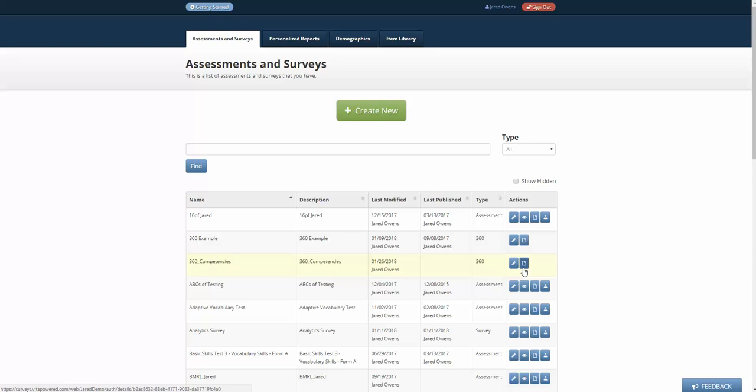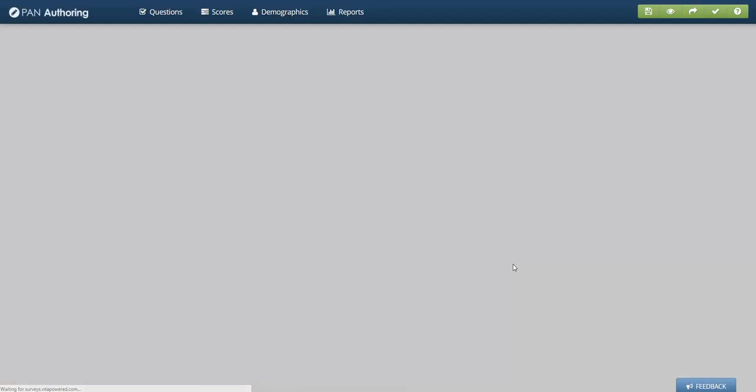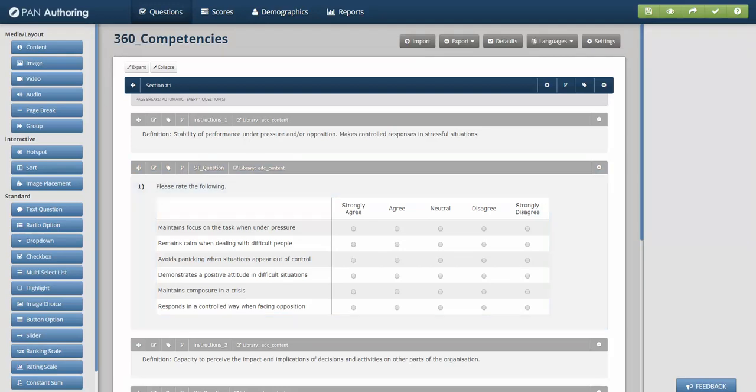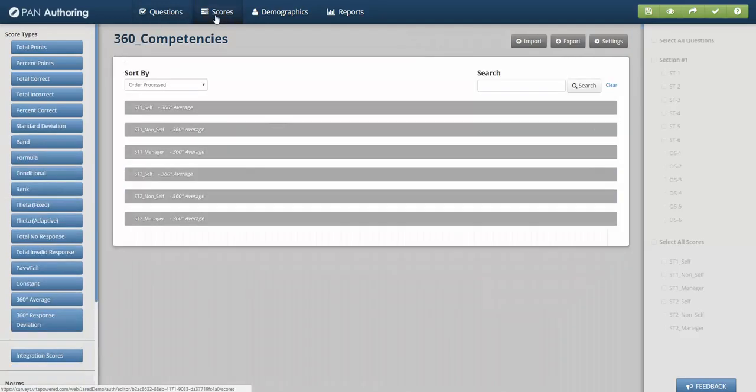One of the most useful scores when building out a 360 survey is a response deviation score. The definition of response deviation score will be identified here via example, and will also tell you what it's not. So to edit a 360, I click on the Edit option, and the response deviation scorer exists in the Score tab, and this will only appear if you're working on a 360 instrument.